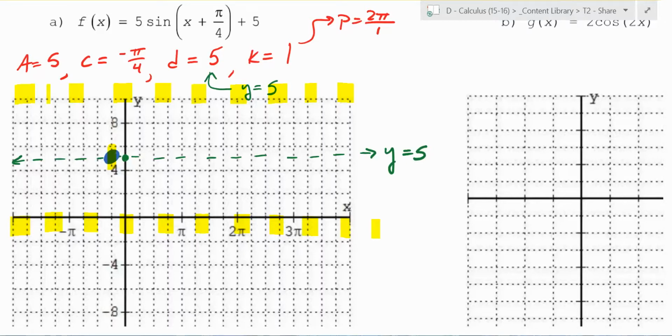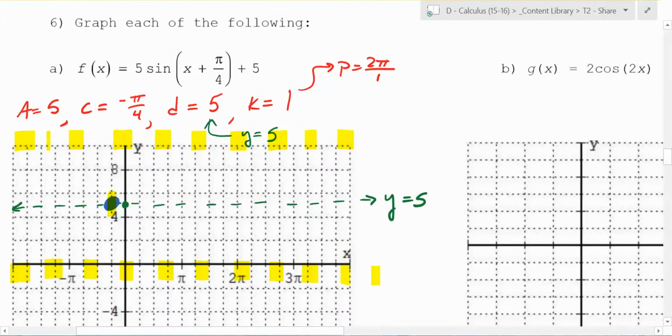Does it start at 0? No, it doesn't start at 0 because it's gone to the midline. Is it going to go up or down from that point? Sine goes up, right? And it goes every 2 pi. So it's going to repeat, and then it's eventually going to end up right back here, a quarter before pi. So it's going to go up, and then down, and then up.